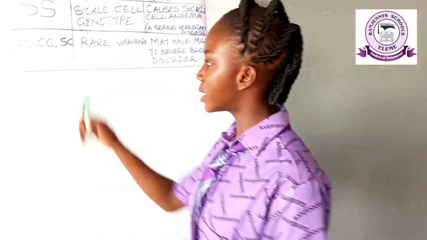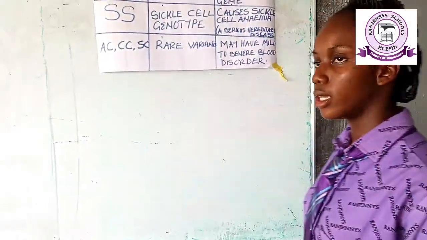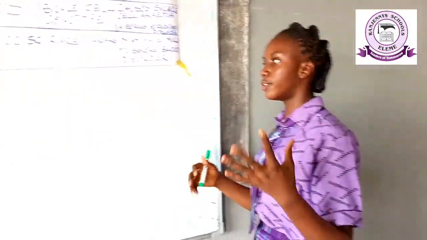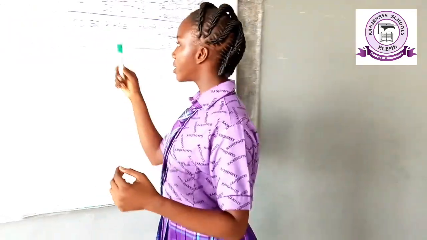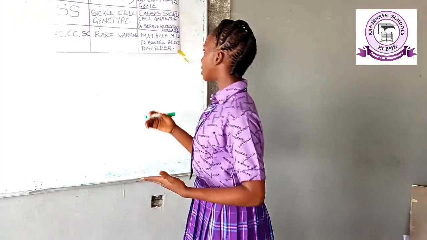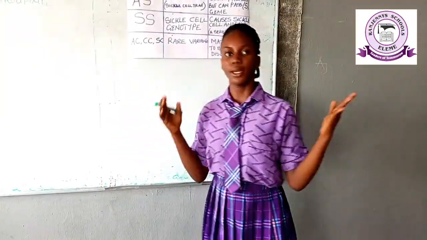Now we have the last, the AC, CC, and SC. These are rare variants, as I said earlier. They might have mild to severe blood disorder in them. These people with this type of genotype are hard to find, but people with this genotype have either mild or severe blood disorder.